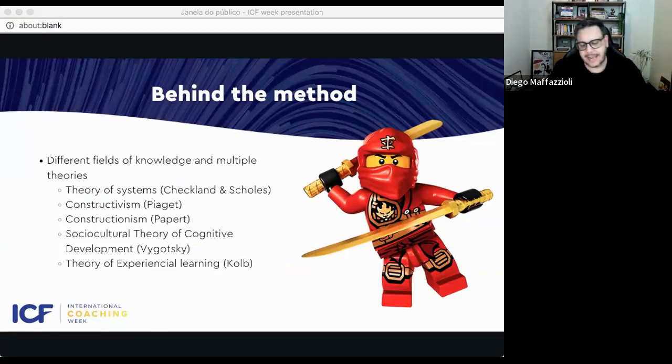After that, Vygotsky with his sociocultural theory of cognitive development, because we are humans and we are always interacting with others, and during these interactions, we are always learning. In Lego Serious Play, when we have more than one player, when I listen to somebody telling about his model, I am using my openness to understand the world through his lenses.